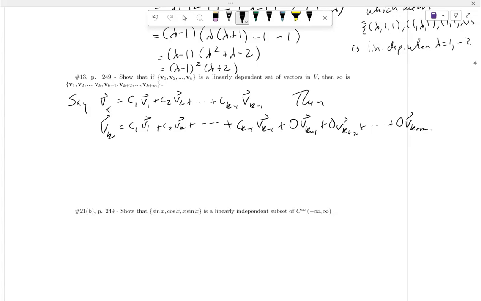I know it still feels like cheating, but remember that for linear dependence, we just need one non-zero constant to give us the zero vector, for it not being linearly independent. So I can use zeros everywhere else that I want. If I know that I can write Vk as a linear combination of the first k minus 1 vectors, then I can tag on as many as I want on the end by using zeros. It doesn't change anything. That's the idea. So it stays linearly dependent.